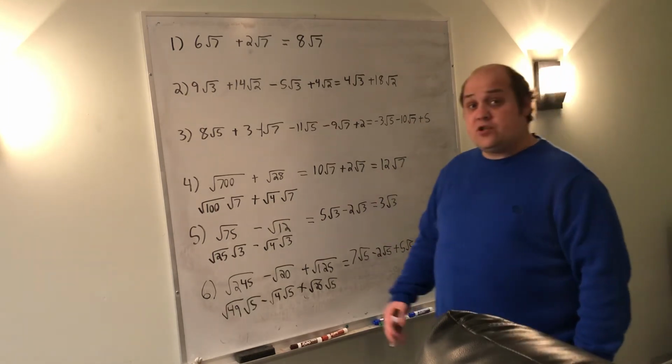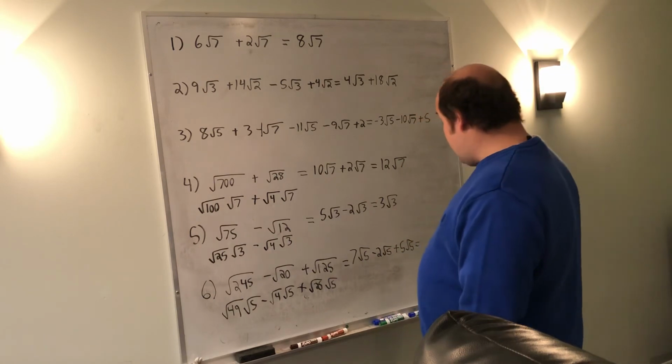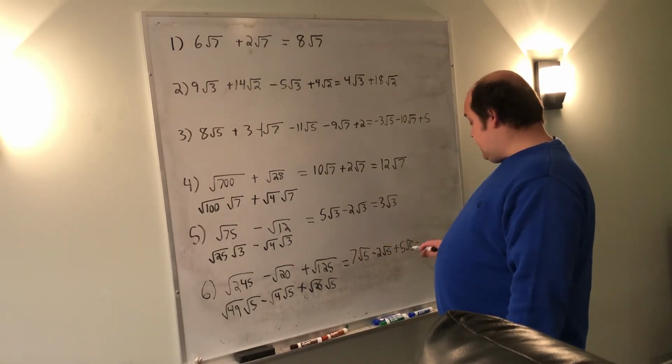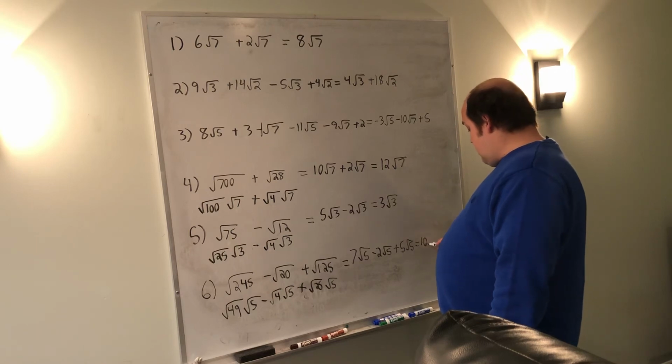Final step is just do what we did at the top of the page. Combine like terms. 7 minus 2 gives me 5. Plus 5 gives me 10 roots of 5.